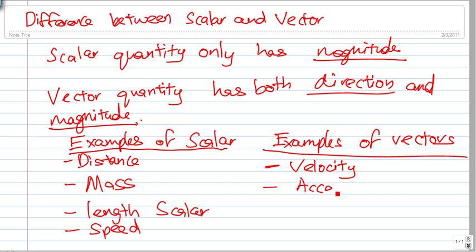Acceleration is also a vector. Alright, weight is also a vector. Weight is a kind of force exerted towards the center of Earth by virtue of the gravitational pull. Okay, so these are just some examples of vectors. So vectors take into account both magnitude and direction. Alright.